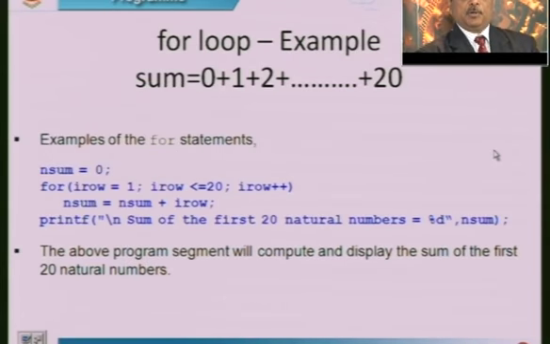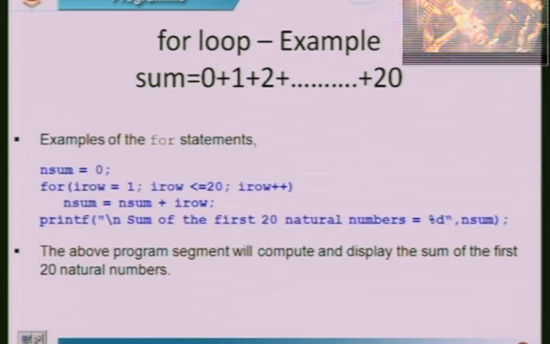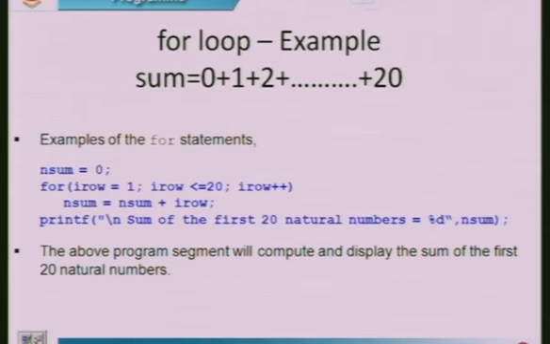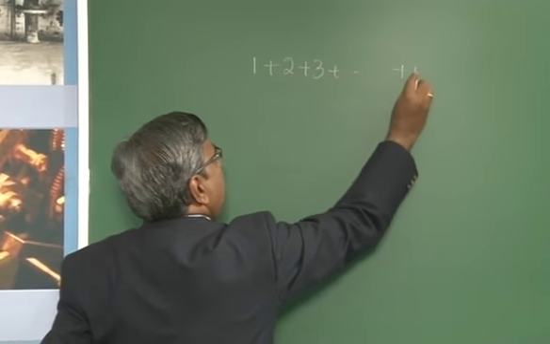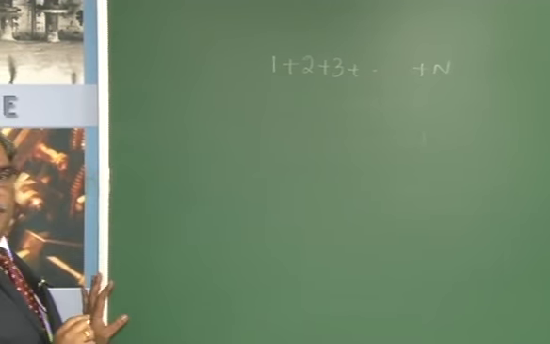These are all the same program that you understood in the last hour: to sum a series 0 plus 1 plus 2 plus up to 20. How can this program be written using the for statement? Let us write the program like this: 1 plus 2 plus 3 up to n. n is the number which the user gives.